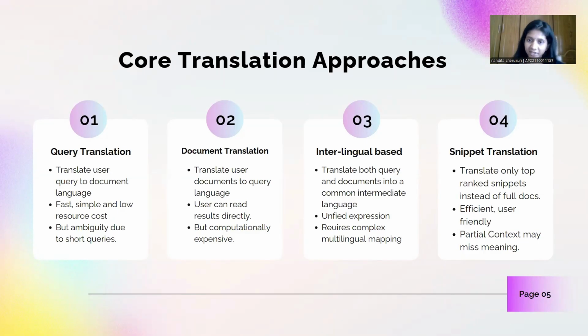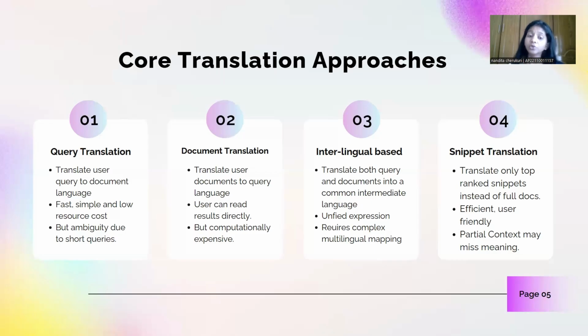The four core translation approaches are query translation. It is where we translate the user query to the document language. So it is fast, simple, and also it requires low resource cost, but it poses ambiguity issues because when we enter a short query, it loses context and meaning.